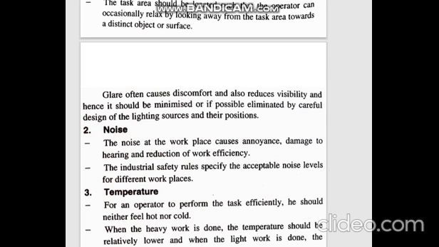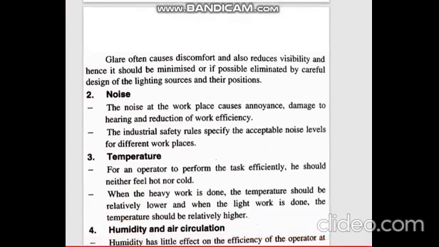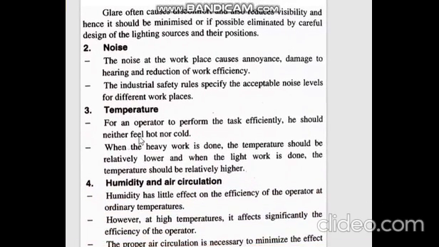Okay, coming next to the temperature. How should the temperature be? For an operator to perform the task efficiently, he should neither feel hot nor cold. It should not be extremely cold. Anyway, in our country we don't have so much cold, but in some other countries, where ice is all around, they may feel very cold. And for us, what we usually feel is that it is very hot.